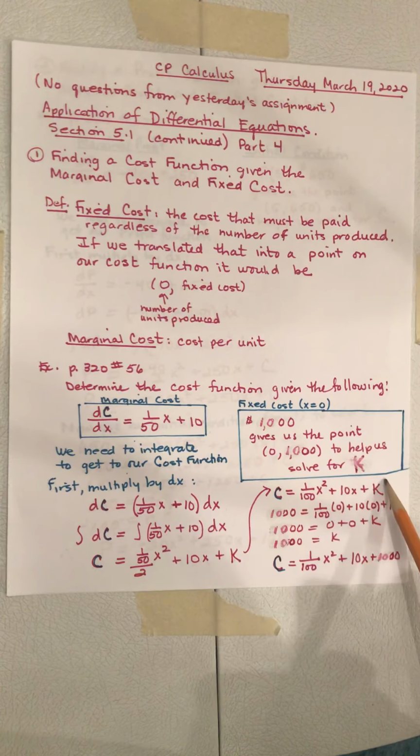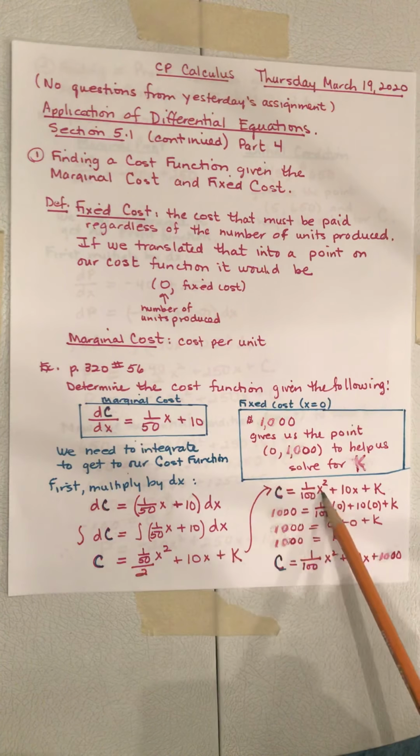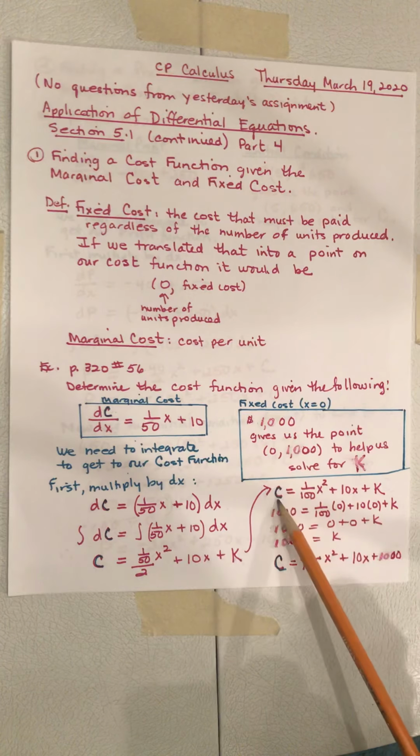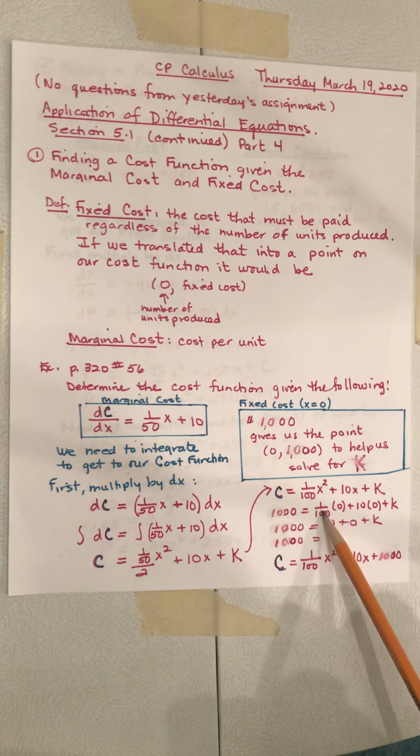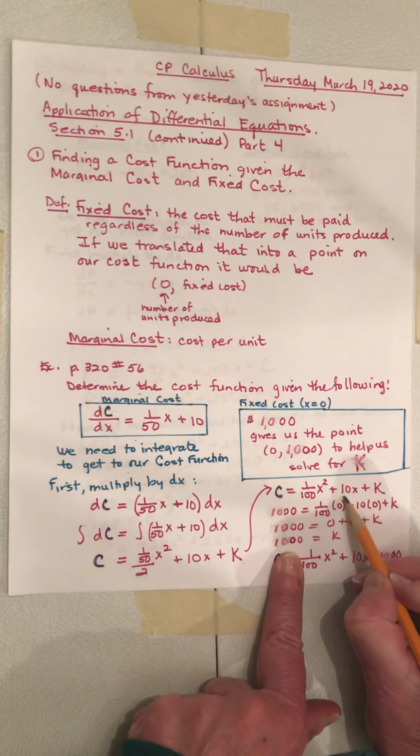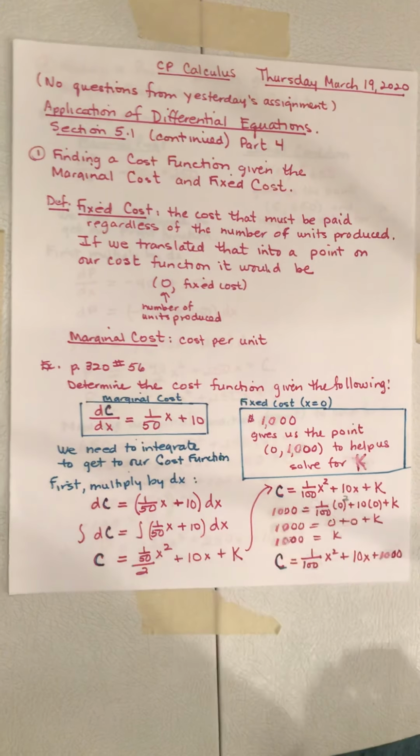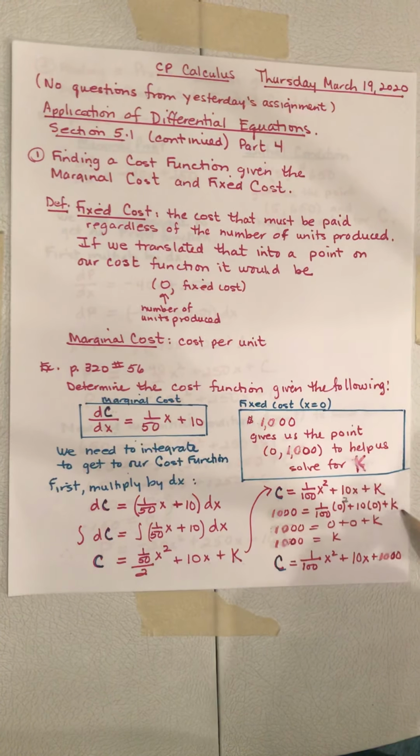Now we're going to plug in our point from our fixed cost. So that means 0 is going in for X and 1,000 is going in for C, the cost. So 1,000 equals 1 over 100 times 0. Oops, look what I forgot. 0 squared. Really should have that there, sorry. Plus 10 times 0 plus our K.